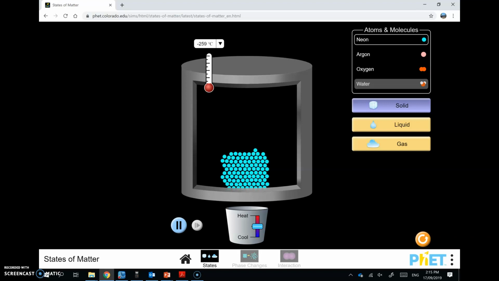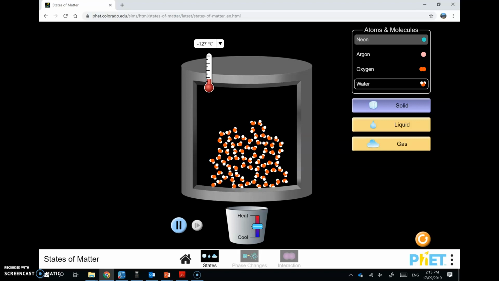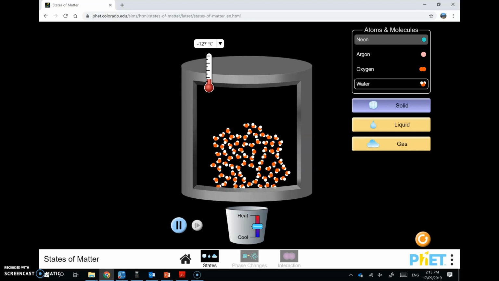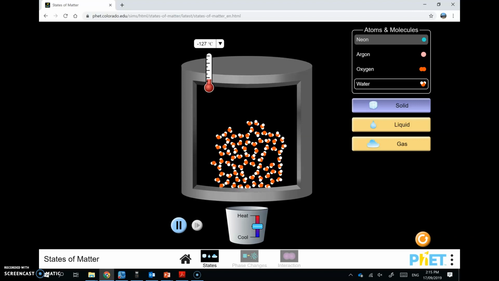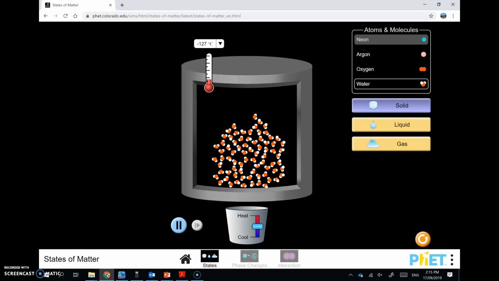If we look at water, for instance, these are molecules rather than atoms, and you see that this is solid water. This is meant to represent ice, basically, and you can see that even though it's very cold, there is still some movement in the particles.